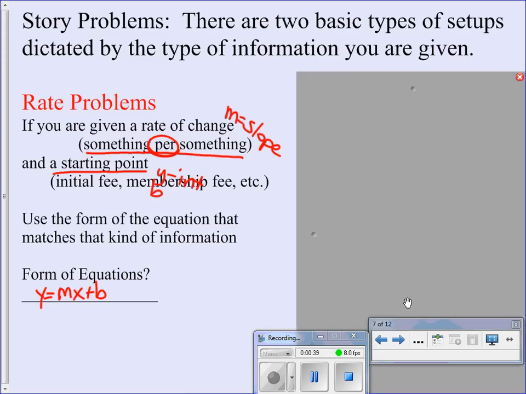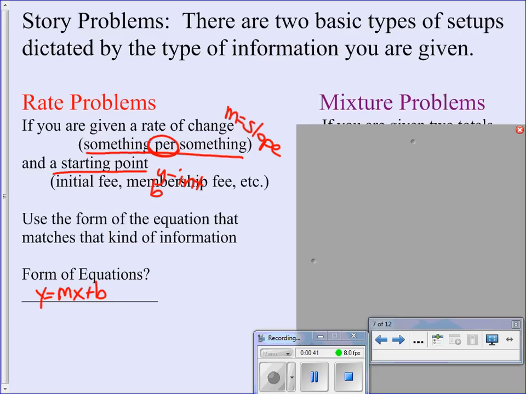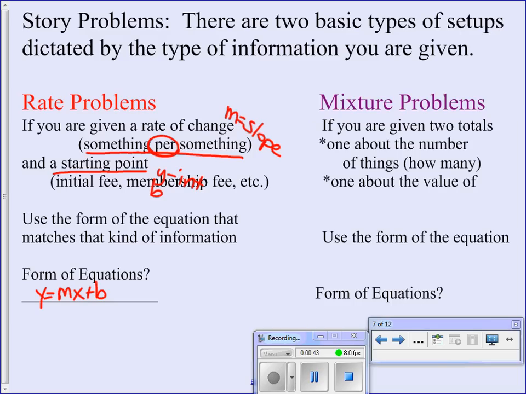Okay, the other form of story problem you're going to see is called a mixture problem. You don't necessarily need to know the names, you just need to know the two different types of problems. In the mixture kind of problem, they're going to give you two different totals. They're going to tell you how many things you got. So they'll tell you you bought 12 items total. And then they'll tell you how much or the value of that.